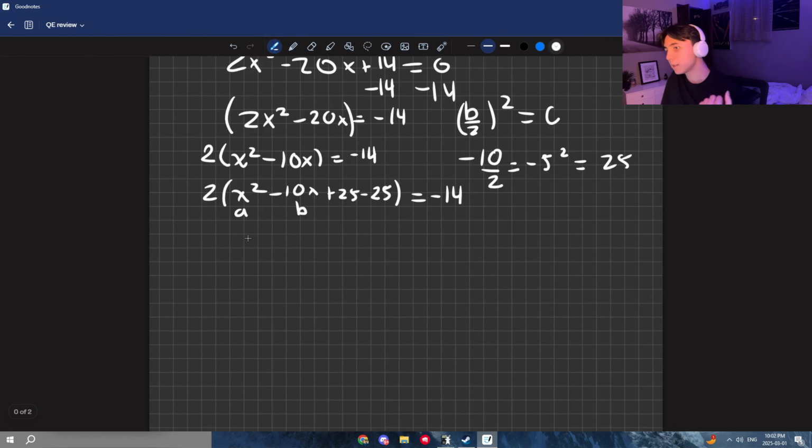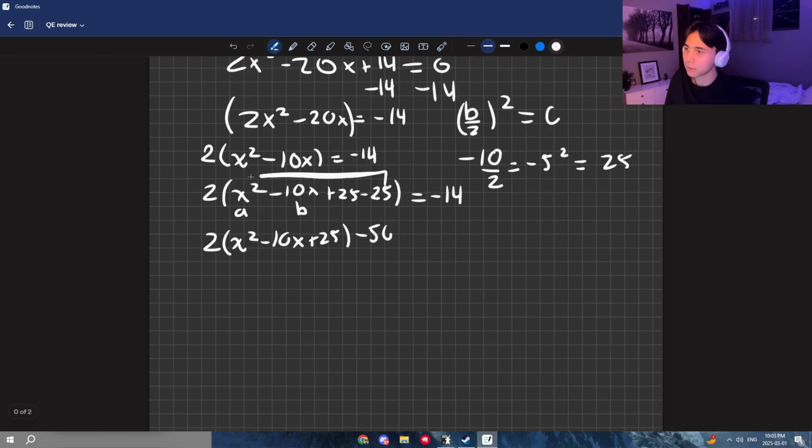So all we need to do is remove this 25 from the bracket here. We're going to multiply by whatever's in front, and again, what's in front here is 2. So you're going to have negative 25 times 2 outside our bracket. So x squared minus 10x plus 25, minus 50, since we multiplied it by 2 to bring it out. And we have negative 14 at the end.